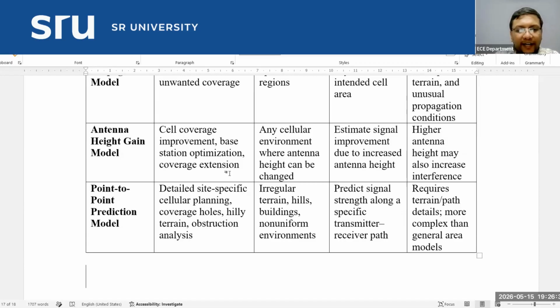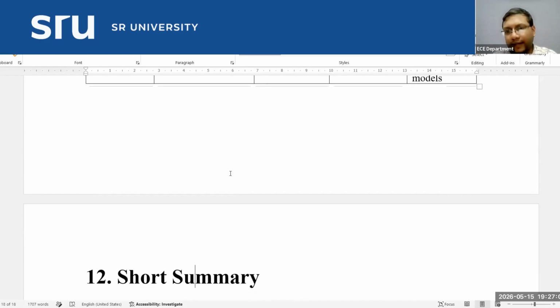Now, point-to-point prediction model. Detailed site-specific cellular planning is carried out through this model. It can cover holes, hilly terrain, obstruction analysis. In this case, all other losses need to be tackled very carefully. And finally, we need to calculate the total amount of losses due to different factors.